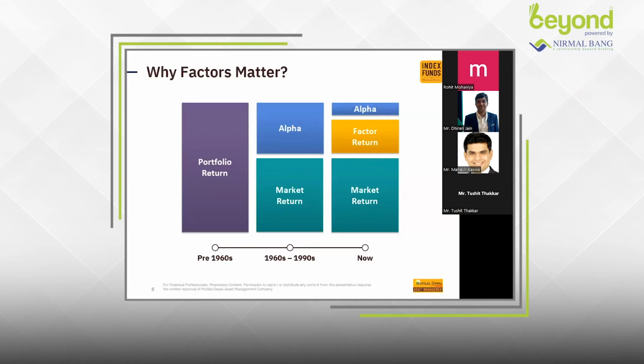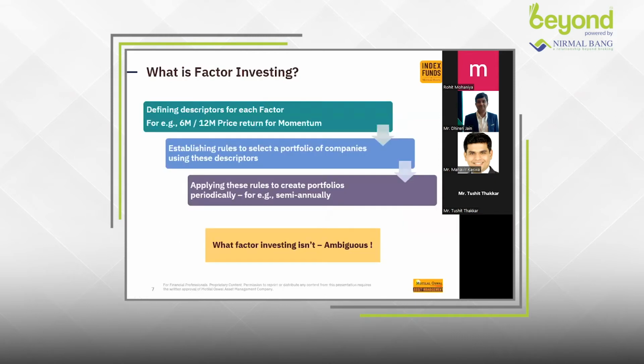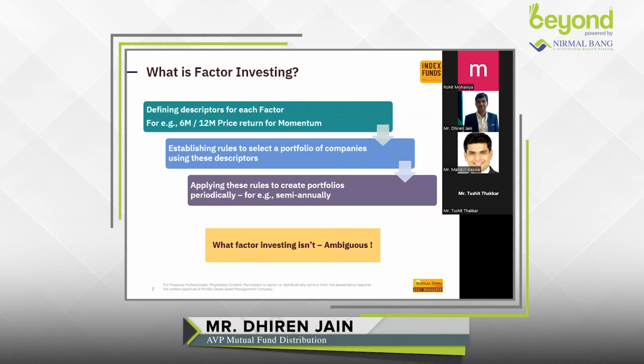But in the recent period, if we break it down further, we have one concept called market return, we have factor return, and there is a smaller portion now available, if it is available, that is called alpha. So this is how returns of a portfolio can now be attributed. And today, I think Tushit would like to focus upon the low vol and momentum factors. One important aspect in factor investing is defining the factors.